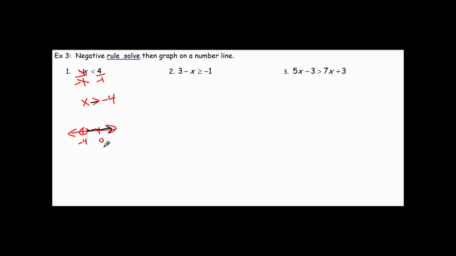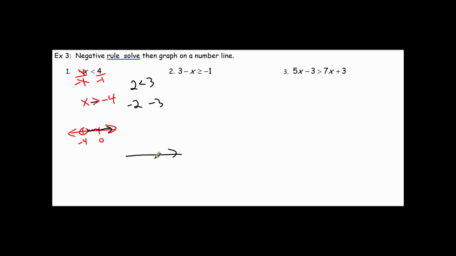Alright, let me give you a reason why we have to flip this inequality. Now, I think almost everybody could answer the question, 2 is less than 3, correct? Let's keep the bigger number. Now let's multiply both sides by negative 1. So it's a negative 2, and now it's a negative 3.